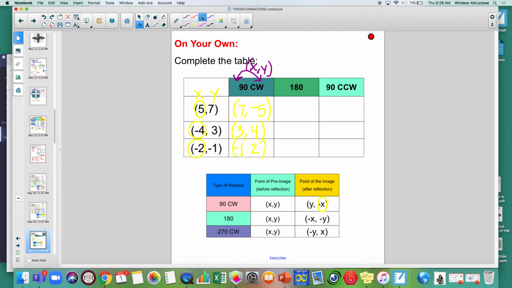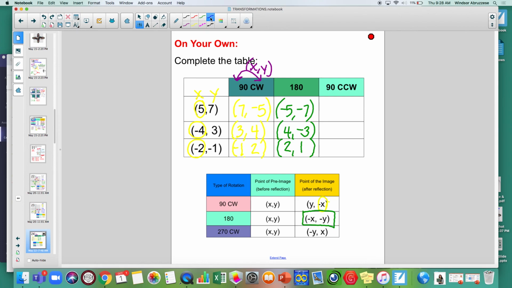180 degrees, all we're doing is the opposite sign. So +5, +7 becomes -5, -7. -4, +3 becomes +4, -3, opposite signs. -2, -1 becomes +2, +1.